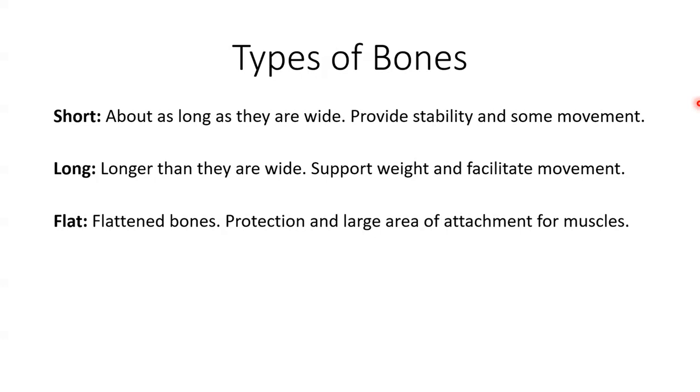Now, although flat bones are called flat bones, and they are somewhat flattened, they can be slightly curved. So don't think of it as like a flat piece of paper. Just think of it as a thin type of bone. Aside from protection, some flat bones also provide a large area of attachment for muscles. So our scapula is another example of a flat bone, and we have lots of muscles around the shoulder joint that attach directly onto the tissue of the flat bone.